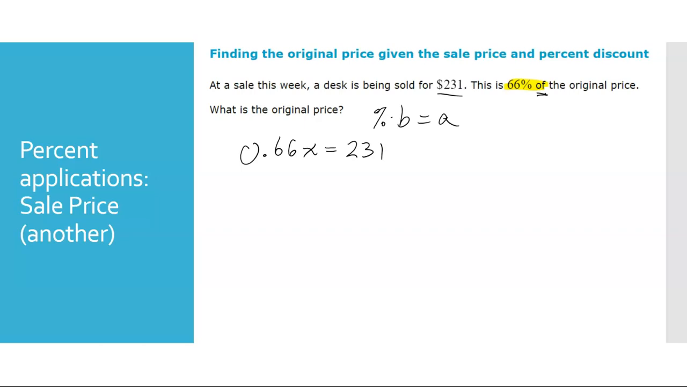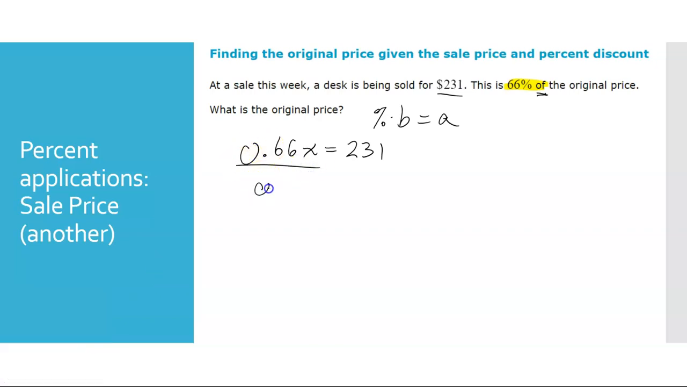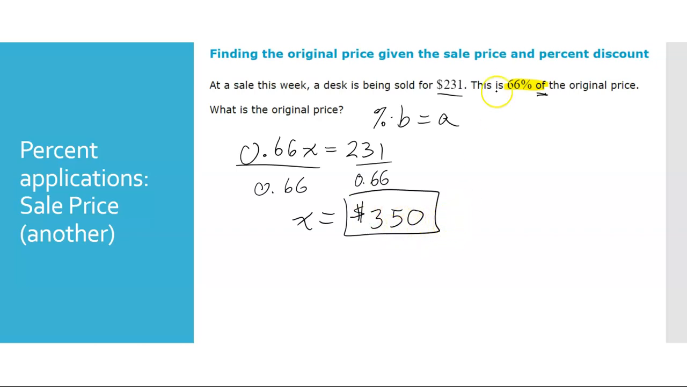That's our equation, and now we go ahead and just solve it. So I'm going to divide both sides by 0.66, and X should equal $350. About 2/3 of 350 is 231, so the answer should be what we expect.